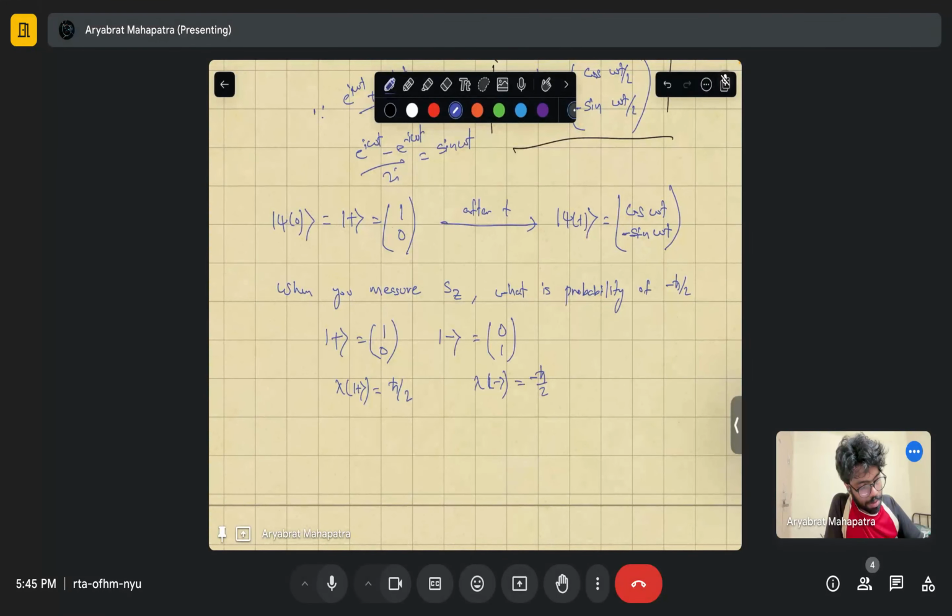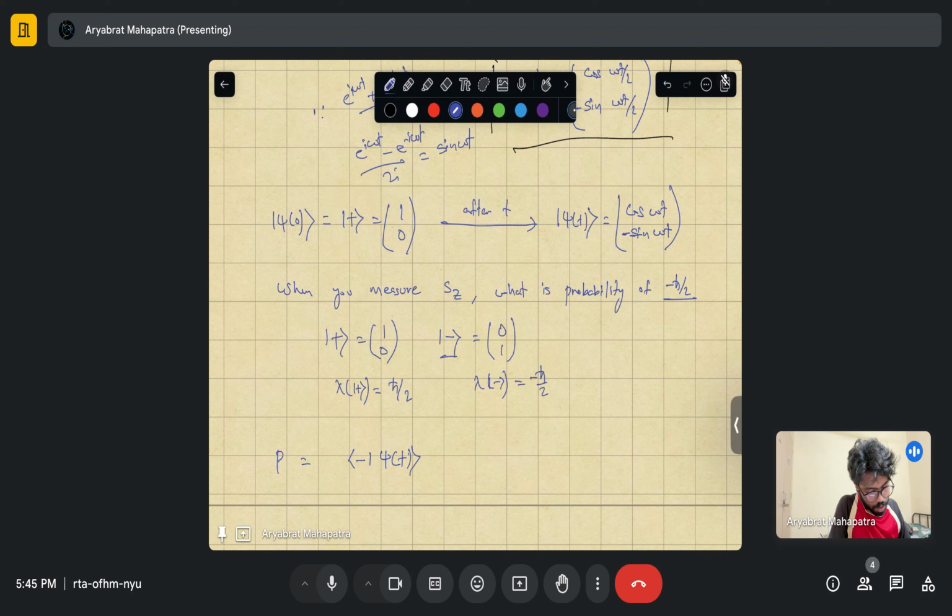So minus h bar by 2 is asked, so that means the final state after you measure Sz will be minus. To get the probability, we have to act with minus on psi of t. So that is the probability after time t.